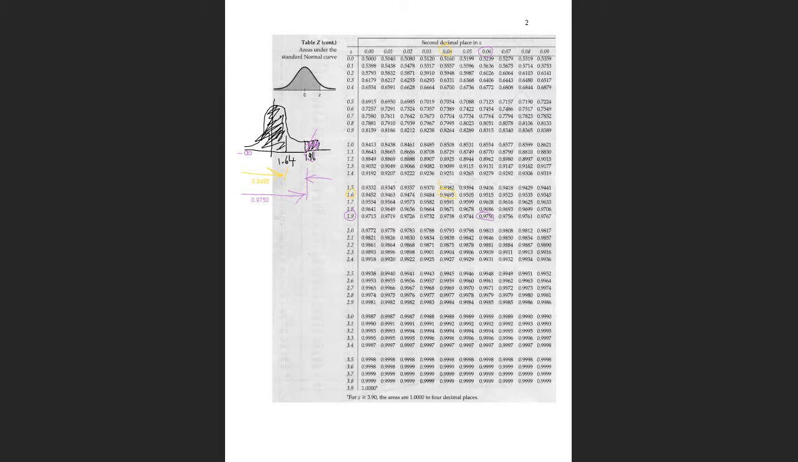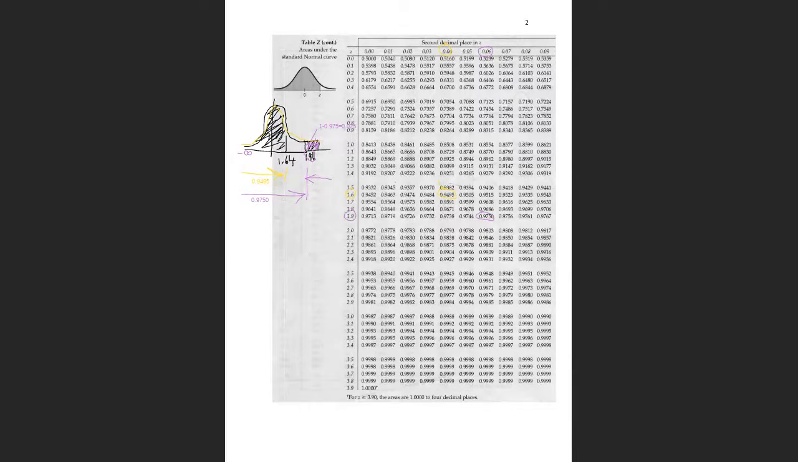Yeah, I get that. I was just wondering why it's 1 minus. Because the area under the curve is 1. So remember, this entire area is equal to 1. Okay, got it. Thank you. You're welcome. So now we've finished that exercise. Let's go back to the other one.